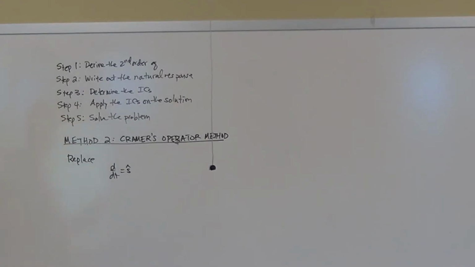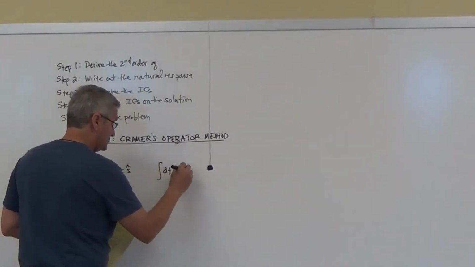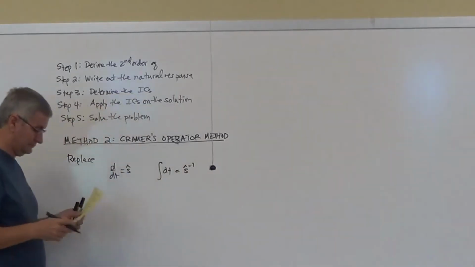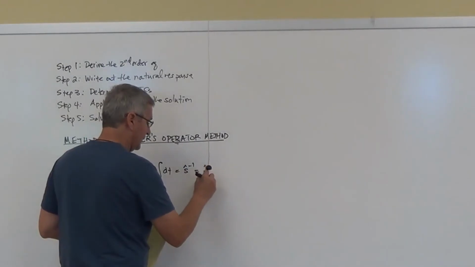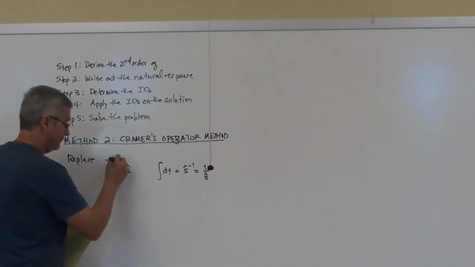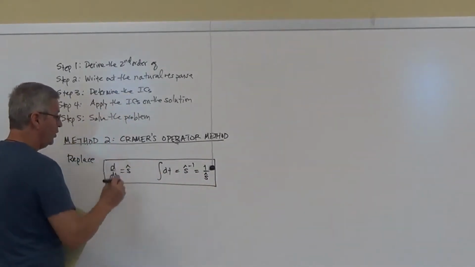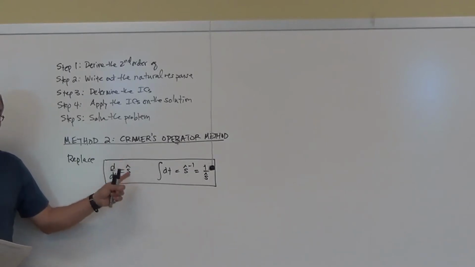In physics, we use a hat for operators, so I continue to do that. And then the integral of dt is s hat inverse, which, just to remind you, some people forget this, is also the inverse like this. This is the only change that you really get in Cramer's versus the direct method with the derivatives. And like I said, this is a very big change.